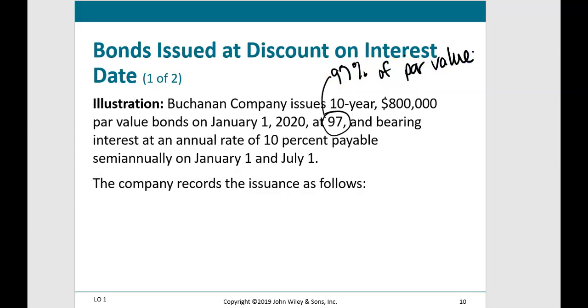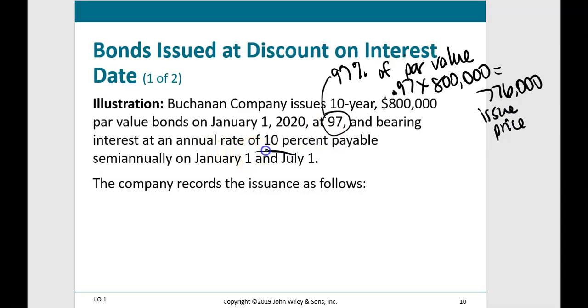So how much cash did the company receive when the bond was issued? 97% of par value of 800,000, which works out to be 776,000. That's the issue price. Now we don't know what the market rate is, but we do see that the stated rate is 10%, and we know that this was at a discount, so the market rate must be what? Greater than, less than, or equal to 10%? The market rate must be higher than 10% for these bonds to be issued below par value. The 10% is paid semi-annually on January 1st and July 1st.